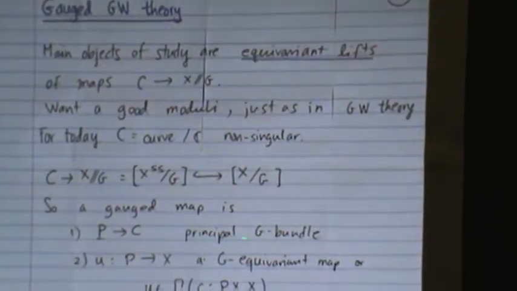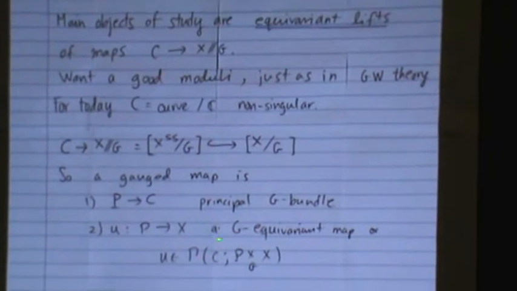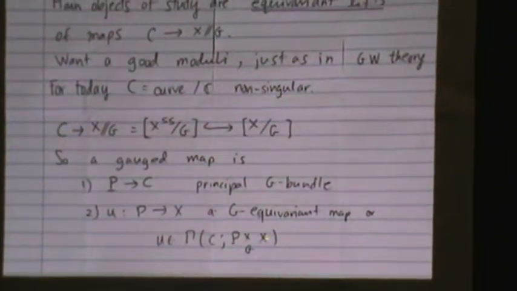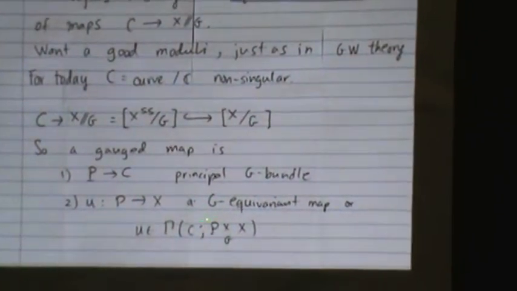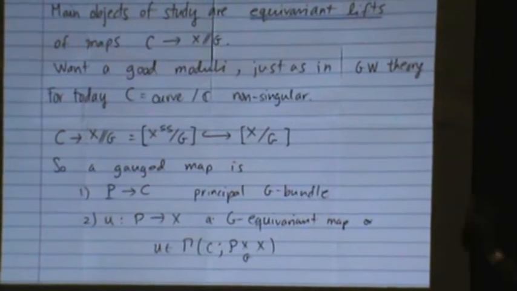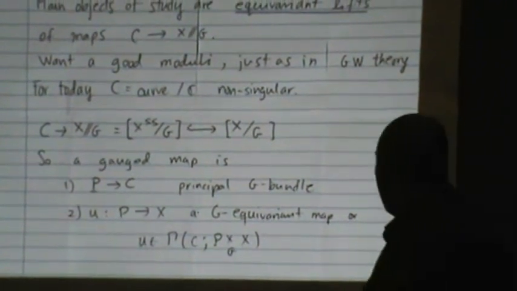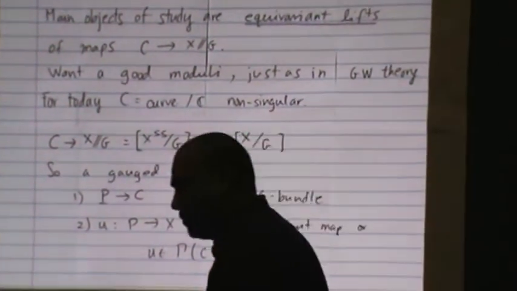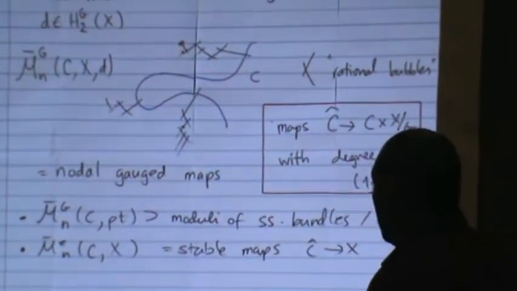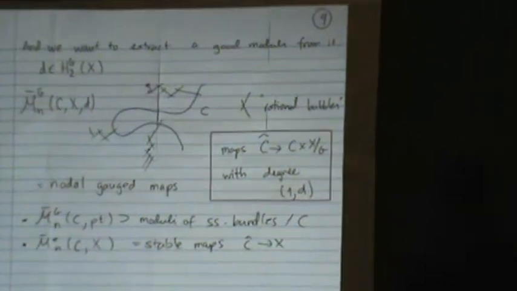It's just going to be composed of a principal bundle and then an equivariant map that goes from the total space to X. That's equivalent to saying that this is just a section of the associated bundle, where I take P cross X, and then I apply G, and that's essentially it. However, this is of course not going to be a good moduli space. So what I need to do is impose more conditions, a semi-stability condition.